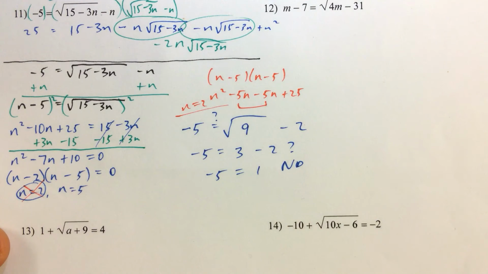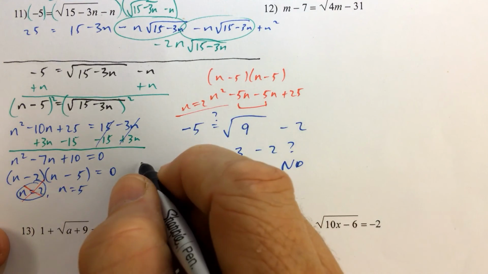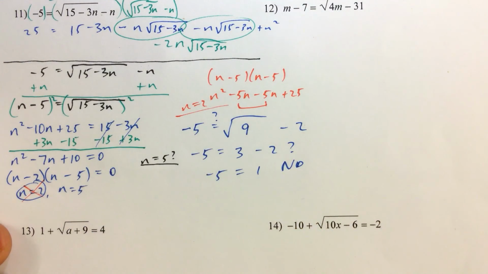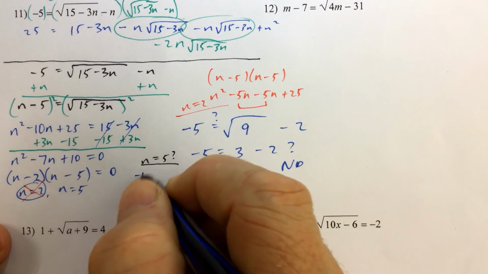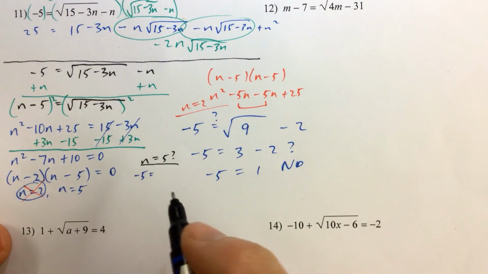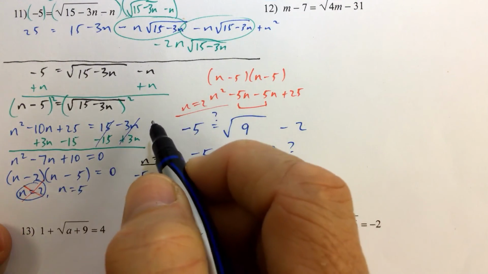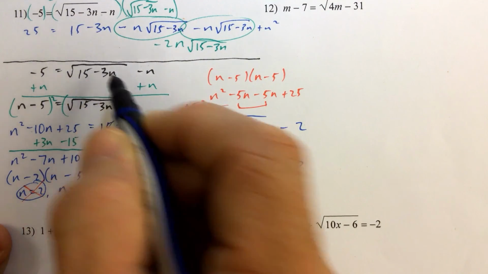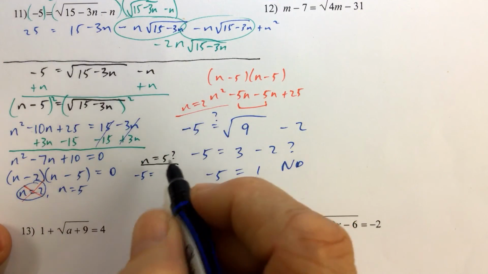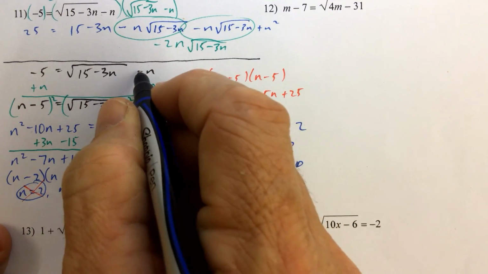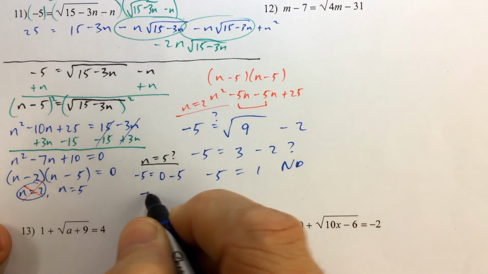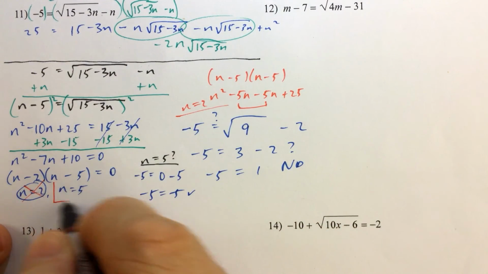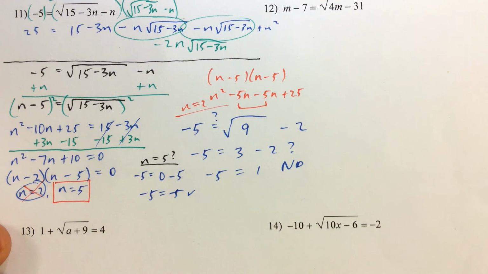But let's try n equals 5. So let's put that right in here. Does n equals 5 work? Well, if you put the negative 5 on the left, that stays there. But if we put n equals 5, we get 3 times 5 is 15. 15 minus 15 is 0. And the square root of 0 is 0. So then minus n equals 5. So negative 5 equals negative 5, check. So therefore, n equals 5 is the only solution to that equation.